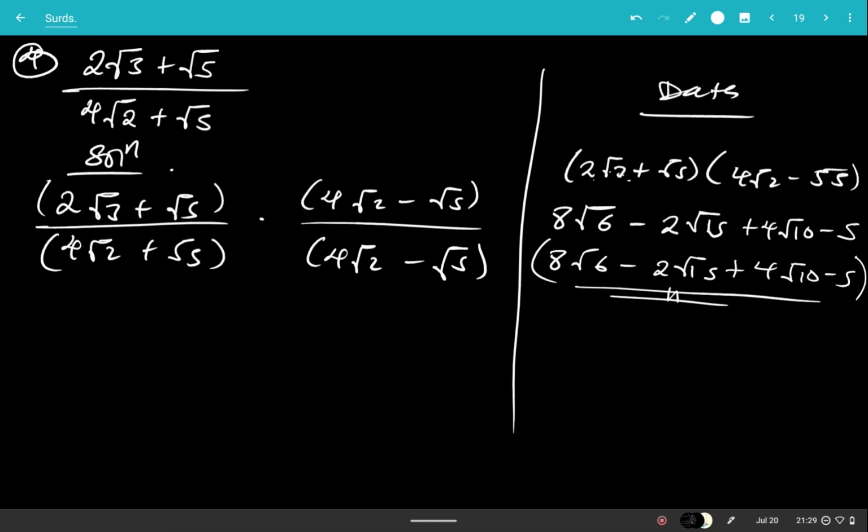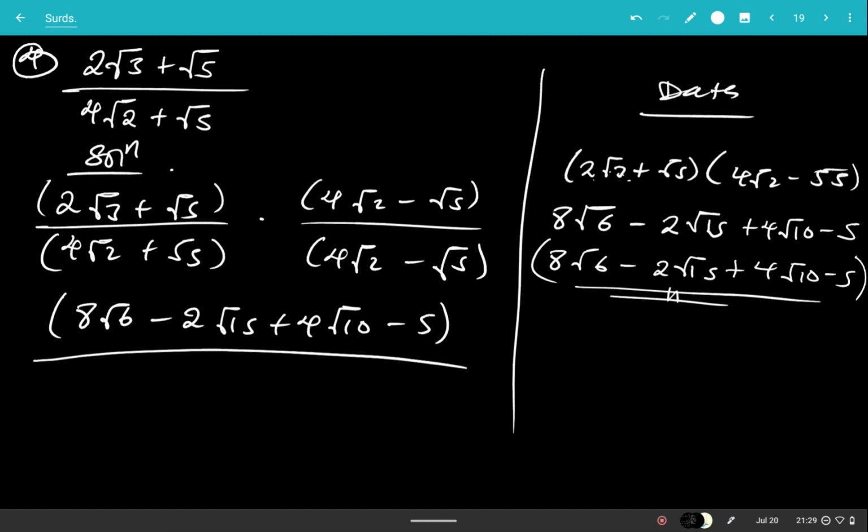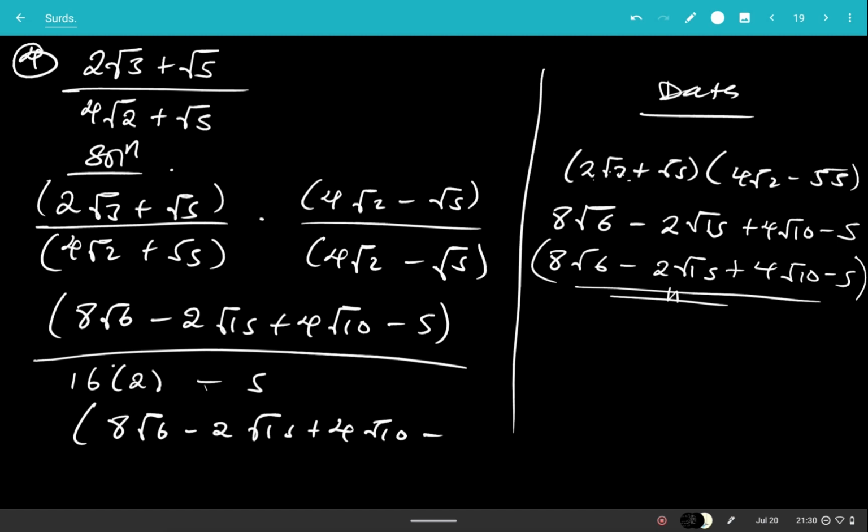So for the top, we're having 8 root 6 minus 2 root 15 plus 4 root 10 minus 5 over the first with the first, so you get 16 times 2. Then you get the last with the last, then minus 5. So this will give you 32 minus 5, so you get 8 root 6 minus 2 root 15 plus 4 root 10 minus 5.